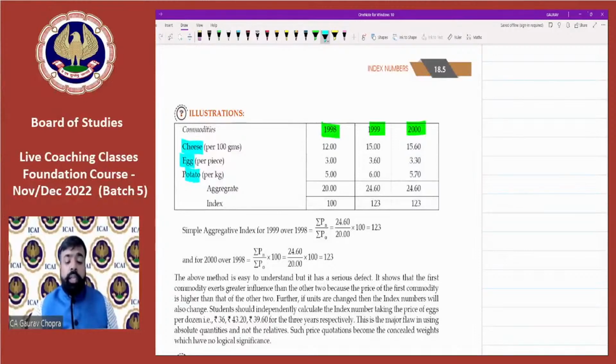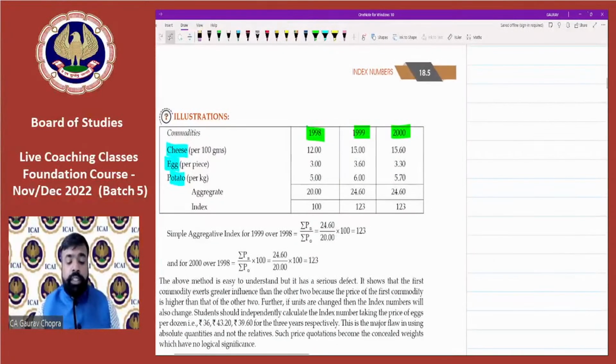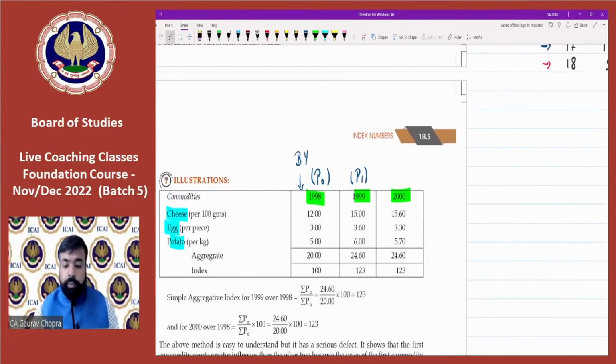Now here we have to find out the index number. The index number can be calculated as sigma P1 upon sigma P0. By default, year 98 is the base year, so this is P0, the price of the base year. And 99 is the current year, so the price becomes P1. Now we have to calculate the index number, so we will write P01 equal to sigma P1 upon sigma P0 into 100.